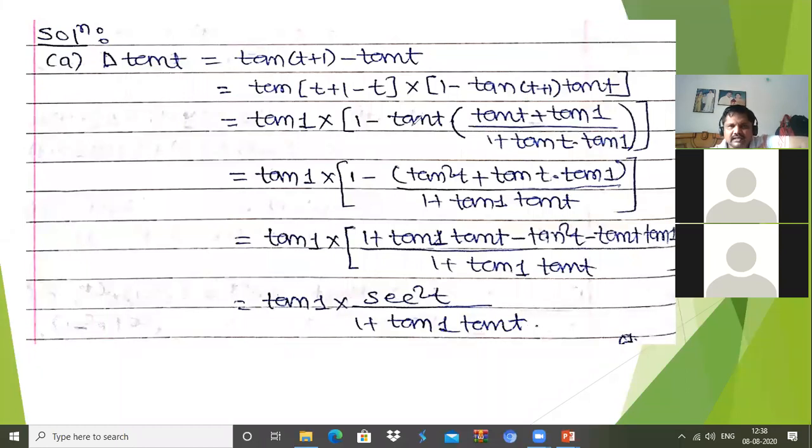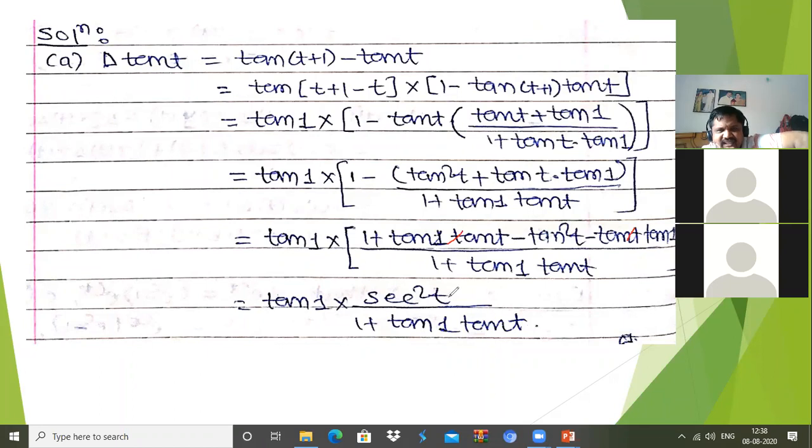Now multiplying by tan t, tan square t plus tan 1 into tan t divided by 1 plus tan t tan 1. Taking cross multiplication, 1 plus tan 1 tan t minus tan square t minus tan t into tan 1 divided by 1 plus tan 1 into tan t. This plus tan 1 tan t cancels with this minus tan 1 tan t, and so we get 1 minus tan square theta.